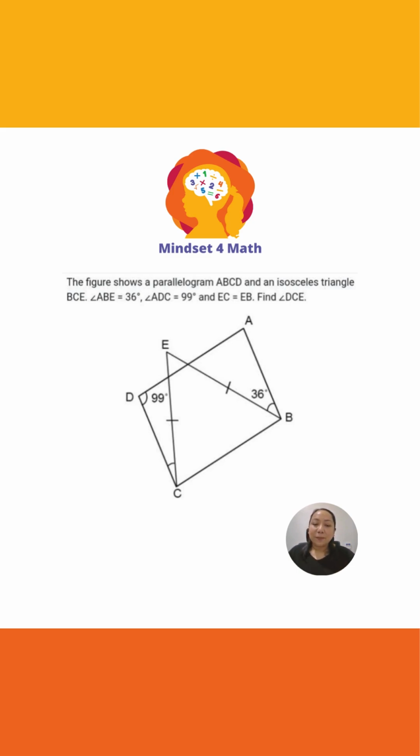The figure shows a parallelogram ABCD and an isosceles triangle BCE. Angle ABE is equal to 36 degrees. Angle ADC is 99 degrees. And line EC and line EB are equal. Find angle DCE.